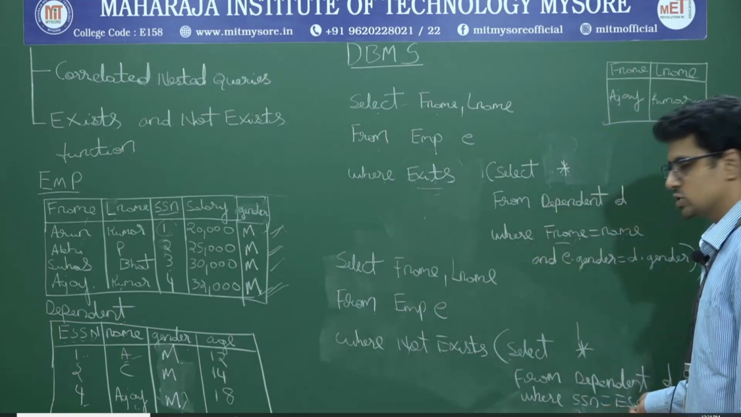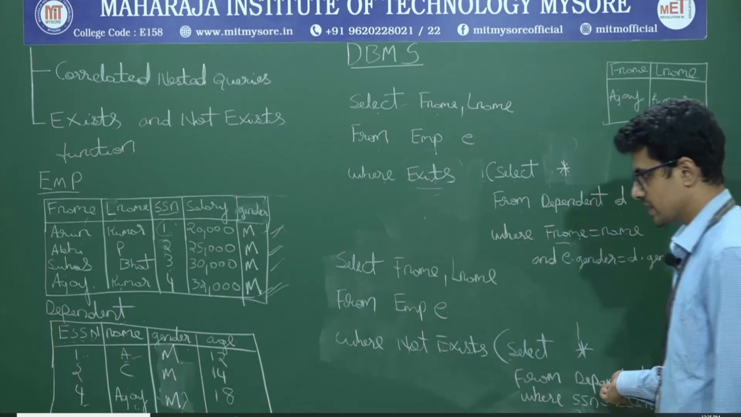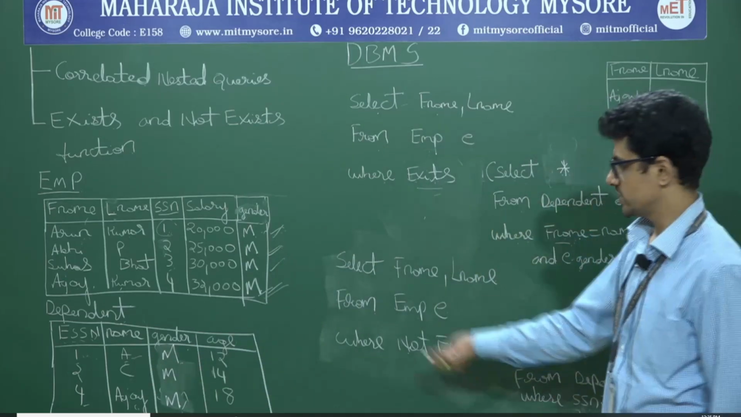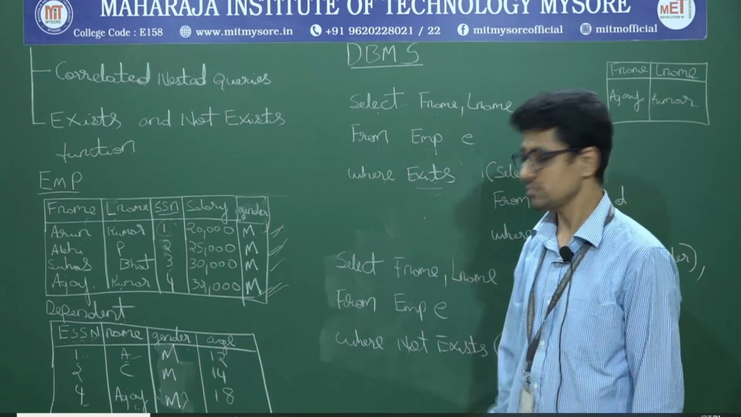So 2 is equal to 2. Is 2 present in the dependent table also? Yes, it is. So it returns this whole row, so again it returns false. So the second row is not selected.